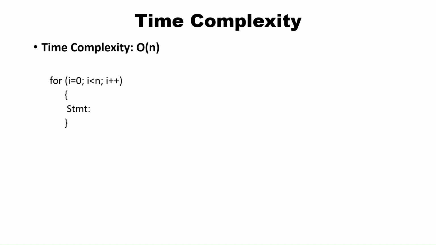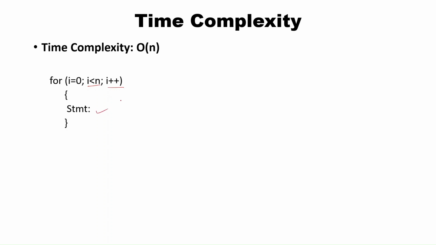Next, come to time complexity order of n. This is a simple for loop. I equal to 0, starting from 0, and this is the condition, I less than n, and I is being incremented by 1.